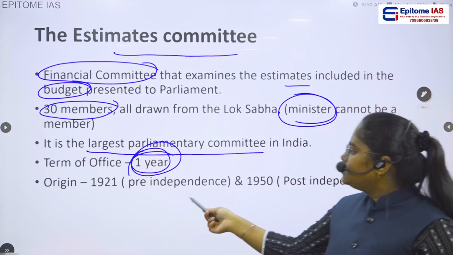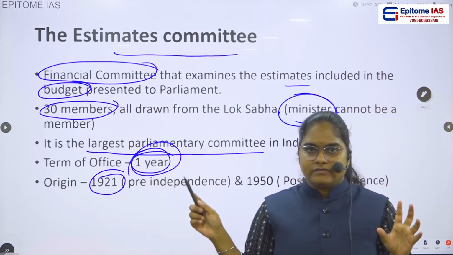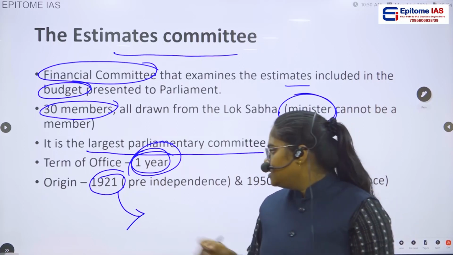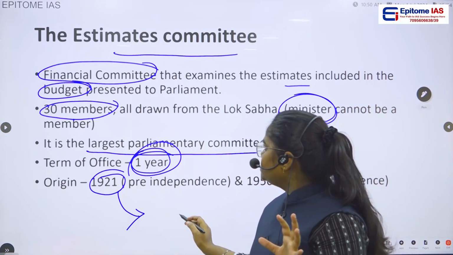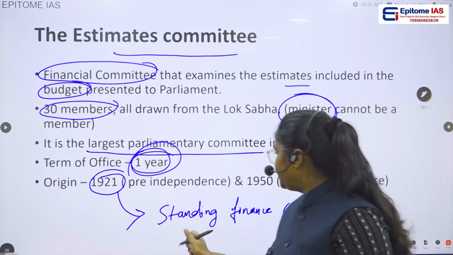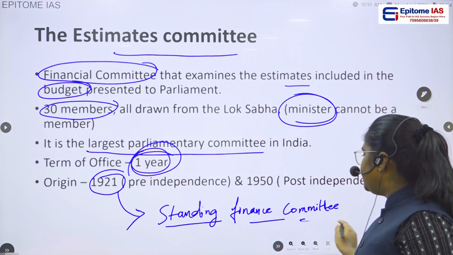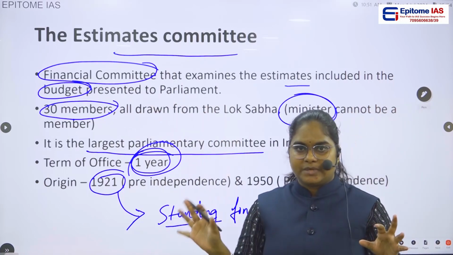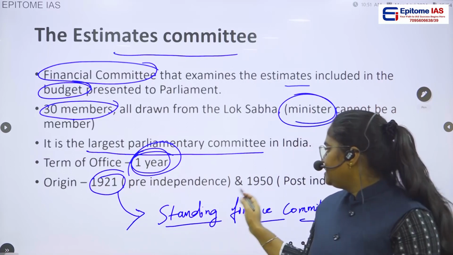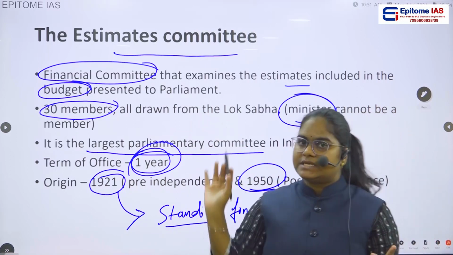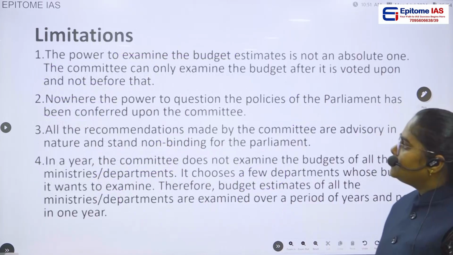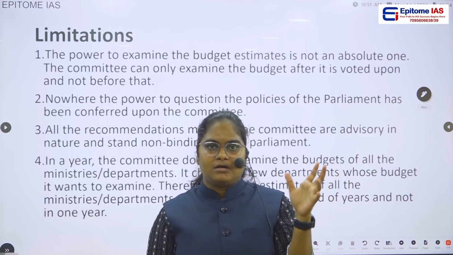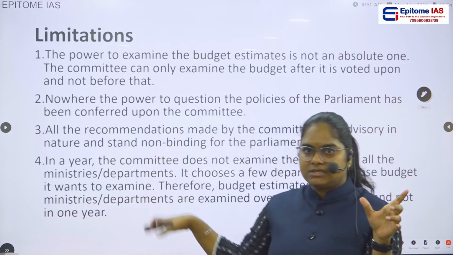Then the origin of the Estimates Committee goes back to 1921. In 1921 a Standing Finance Committee was set up. This is the origin of the Estimates Committee. After independence, in 1950, we actually set up the Estimates Committee. There are some limitations for the Estimates Committee. It does not have absolute power. So what are these limitations? Let us have a look.